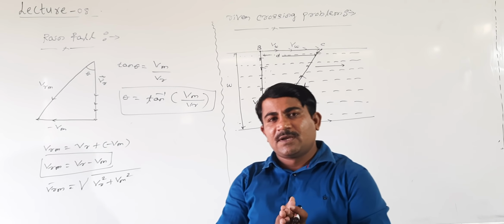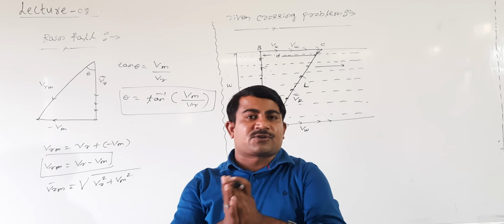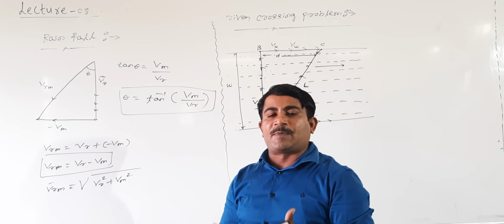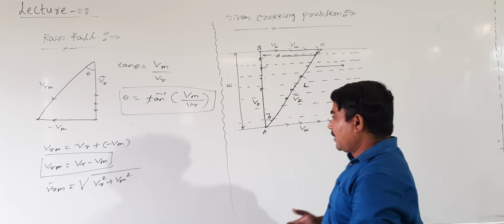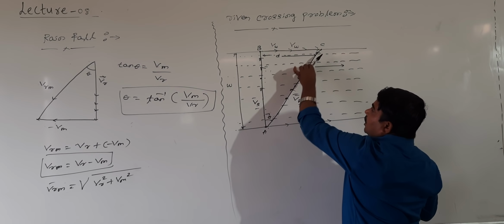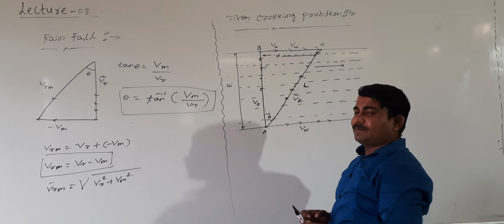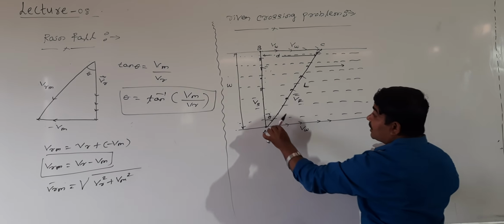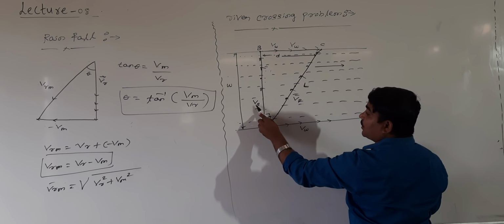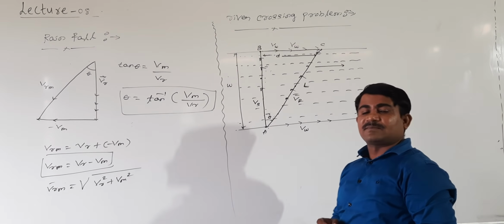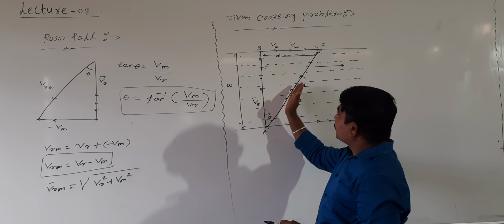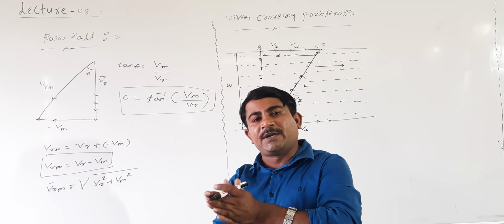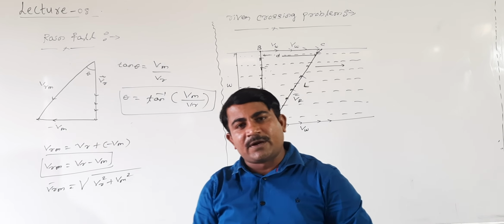See here, the person crossing the river with the shortest time and longest path. You can ask the question here: for the longest path, the time must be more. It is not like this, because the person is going with the resultant velocity, this velocity plus this velocity. That is why the person goes in the shortest time with the longest path when going from A to B.